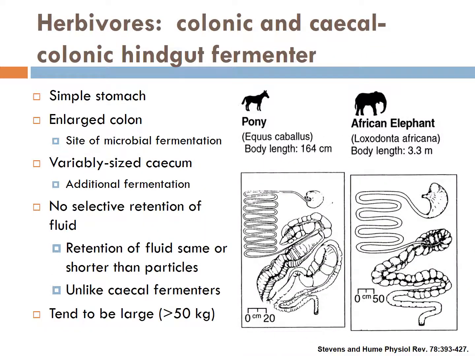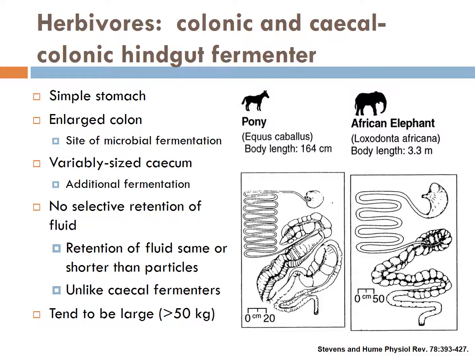Other kinds of hindgut fermenters are the colonic and cecal colonic types. We have here the pony and the African elephant as examples. These have a simple stomach, just like the cecal fermenters. They have an enlarged colon, which serves as a site of microbial fermentation, and a variably sized cecum, which provides additional fermentation. In the pony, for example, the cecum is relatively large. It's a cecal colonic fermenter. In the African elephant, there is no large cecum. It's strictly a colonic fermenter.